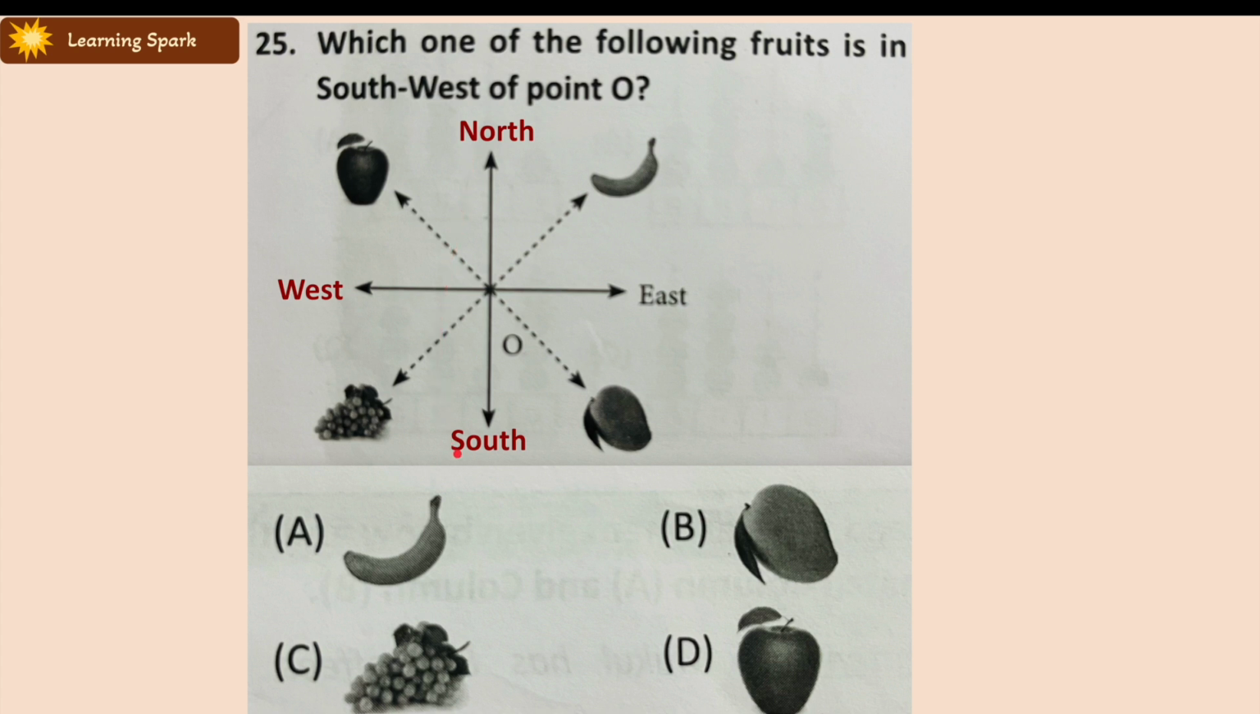Now we want to find out what is southwest. Southwest is in the middle of south and west. So this is south, this is west, so this is southwest. Grapes is the fruit which is located in the southwest of point O. So the answer is grapes, answer C.